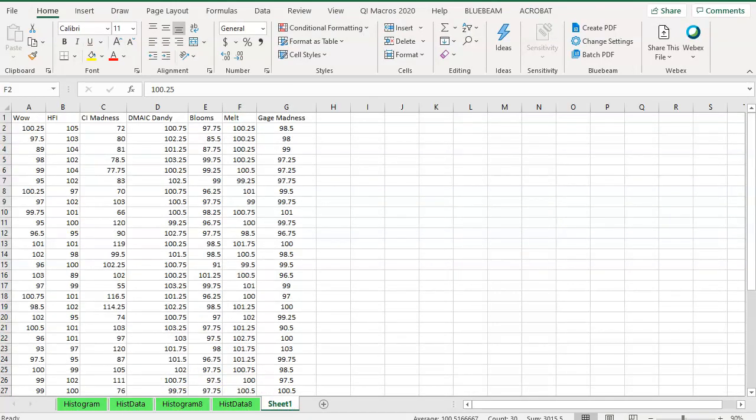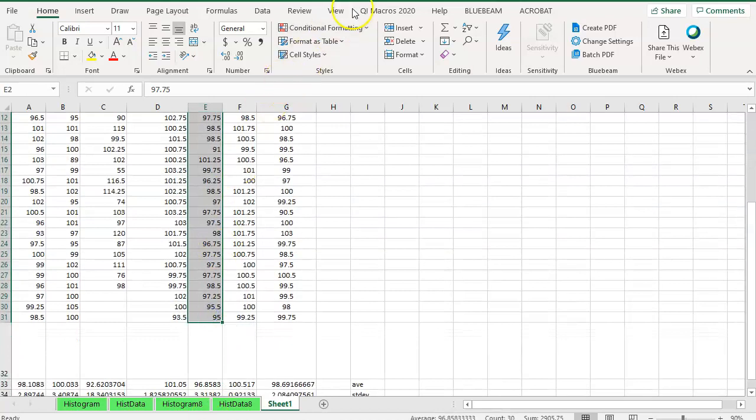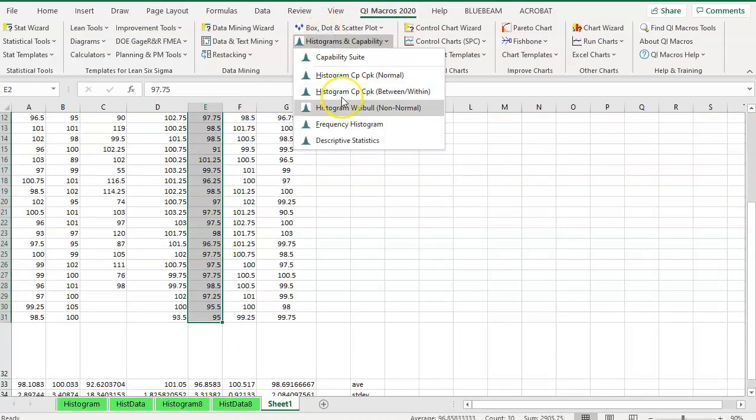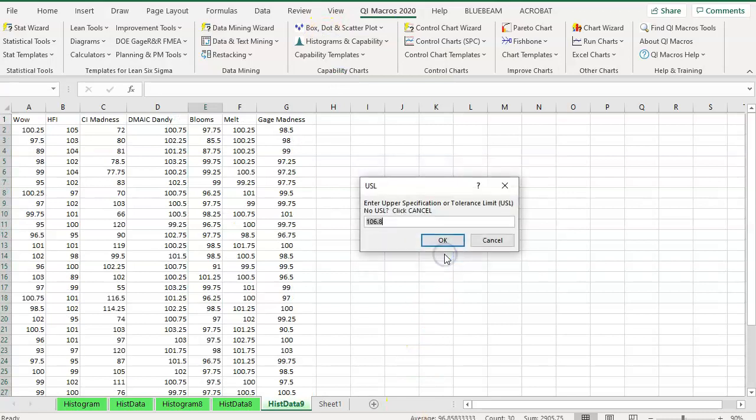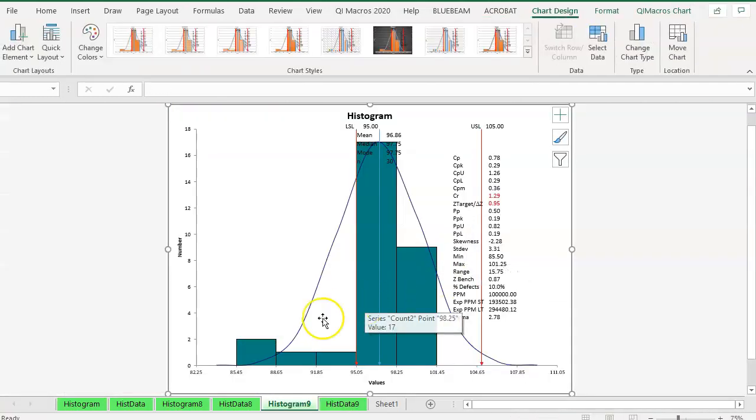All right, I'm going to take a look at the Bloom's data set next. So let's highlight this group's data. We'll go into QI macros, choose histogram with CP, CPK, subgroup size of 1, 105, and 95. And here's the output curve. Okay, so before I even zoom in, take a closer look at the numbers. Here's what I see. Fairly fat curve. A lot of shots that also are on kind of the low end of the average. And definitely that average is not in the nominal dead center target.